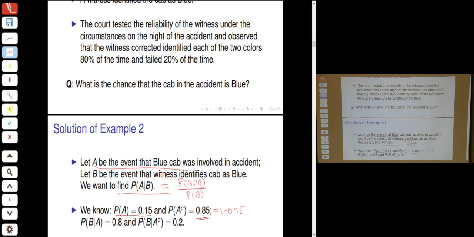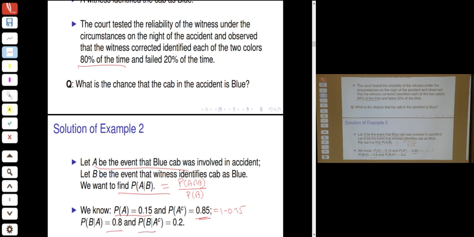Let us now interpret the other data in terms of conditional probabilities. So, we know that if the cab was actually blue, then the witness will identify it as blue with probability 80%, right? Because the color is identified correctly by the witness with 80% chance. So, given that the cab was actually blue, the witness will identify it as being blue with probability 80%, or in terms of fractions 0.8.